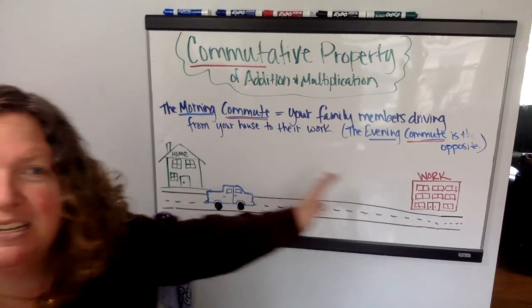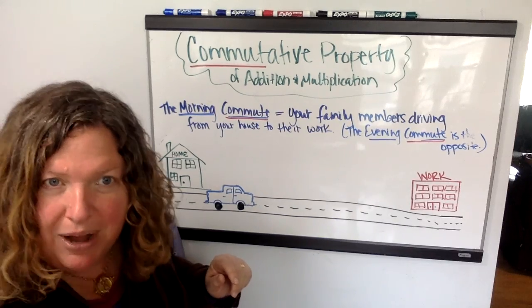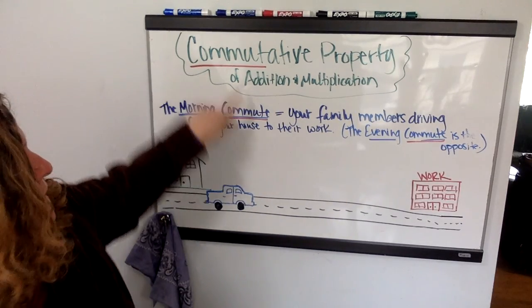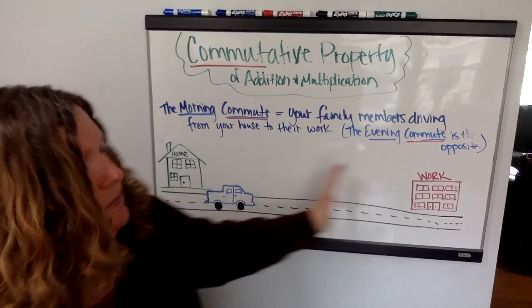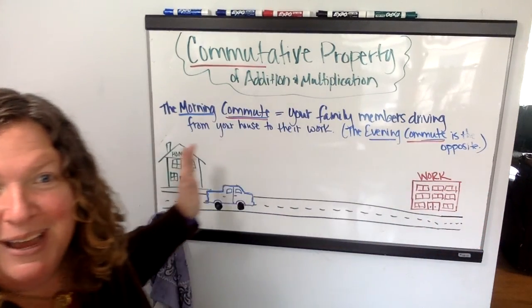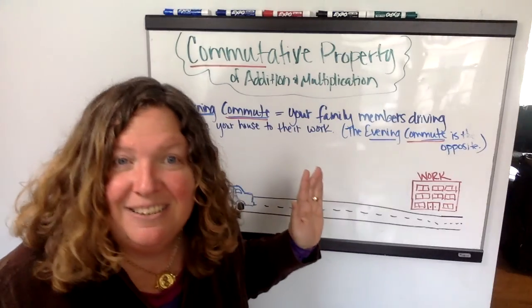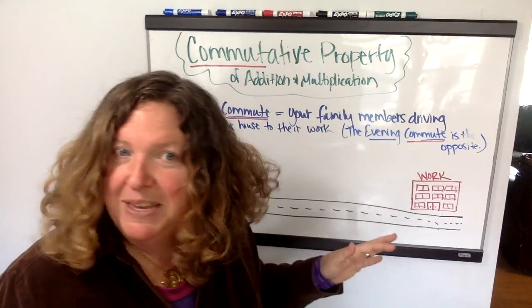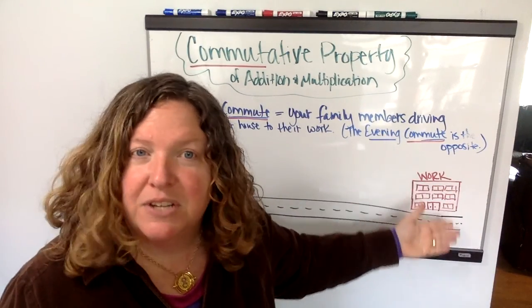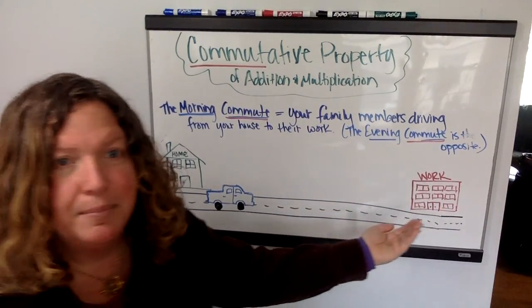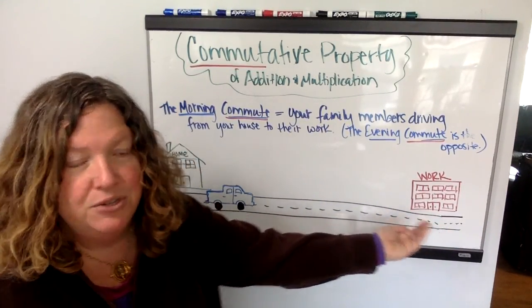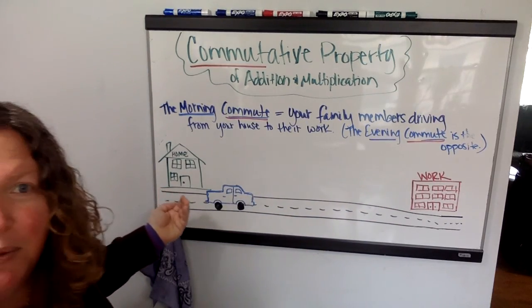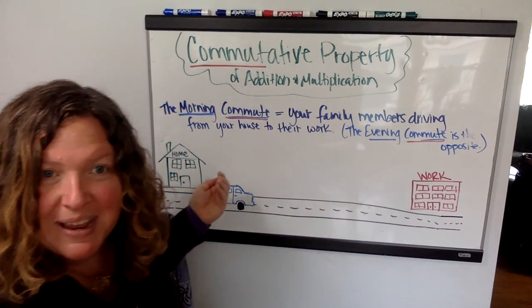Now, that helps us remember commutative property because it has the same parts of the words in there. It means going from one to the other. Now, there's also an evening commute. Same thing, going the other way. Our families are done at work. They get in their car, they get on their bike, they walk, they ride the bus, they take the train, whatever it is they do, and they get back home. So that's going the other way.